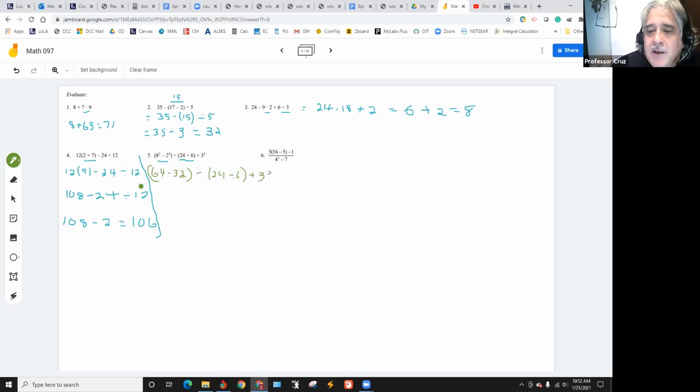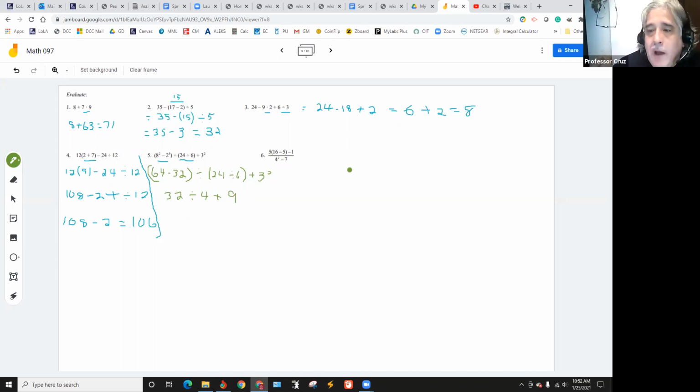All right, so we still have some parentheses, but now we've just got subtraction here. So 64 minus 32 is 32. And 24 divided by 6 is 4, right? And then we can just go ahead and do this one. Now we're into the exponents. 3 squared is 9.